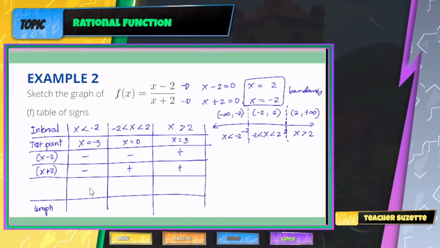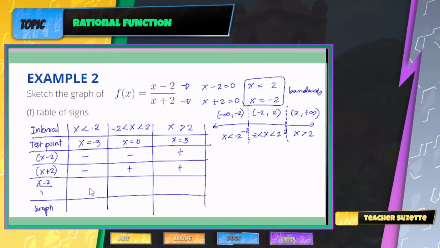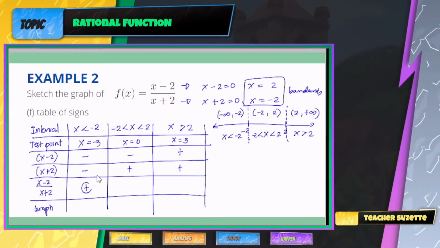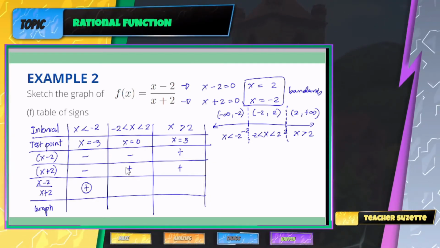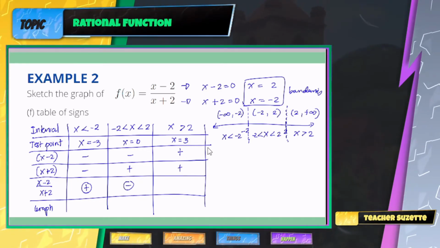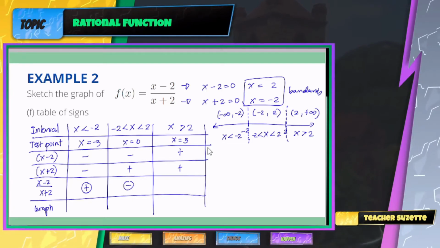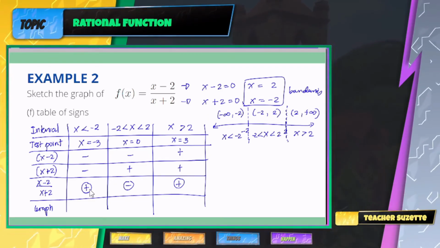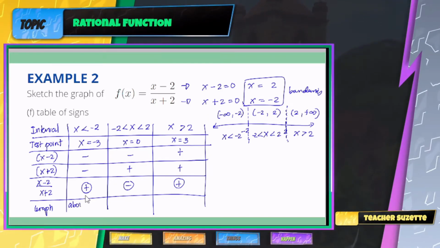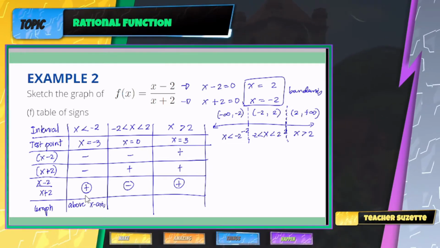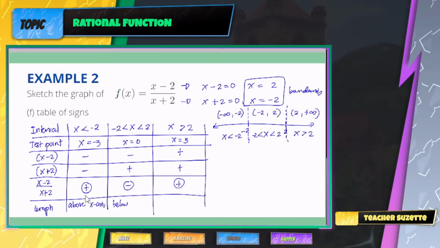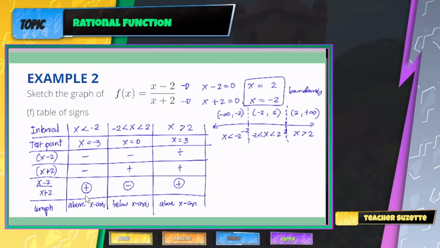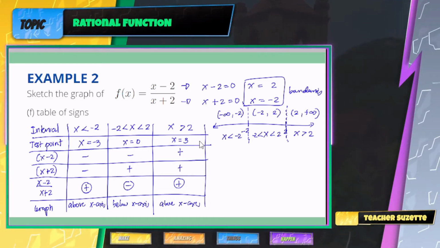Then, the whole rational function, x minus 2 over x plus 2. That is negative divided by negative, obviously positive. Then negative divided by positive, that is negative. And lastly, positive divided by positive, that is positive. So, positive means above the x-axis, and negative means below the x-axis. So our values are negative 3, 0, and 3.